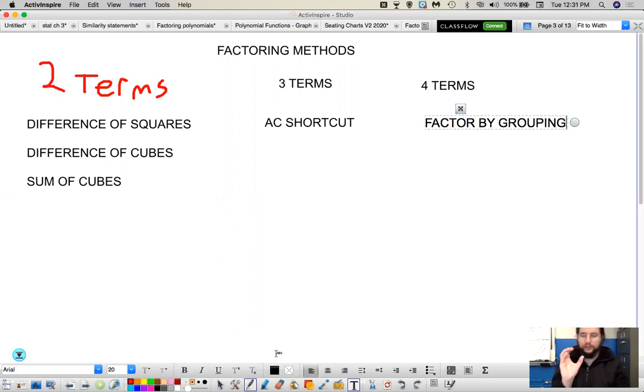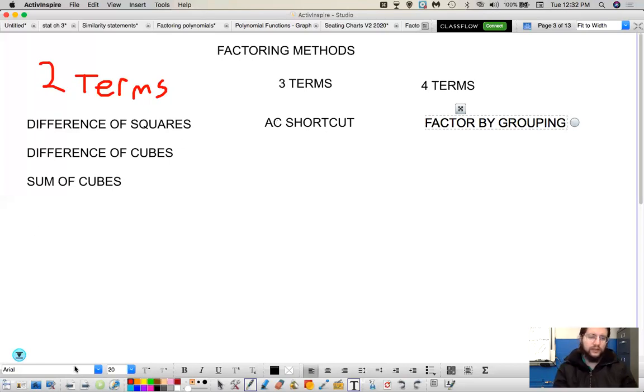So what you're going to do is you're going to look at your problem. If you got two terms, a binomial, is it a difference of squares? Is it a difference of cubes? Is it a sum of cubes? If it is, break it down. Got three terms, AC shortcut. Pretty much no getting around that. Four terms, factor by grouping. See what you can do with that.